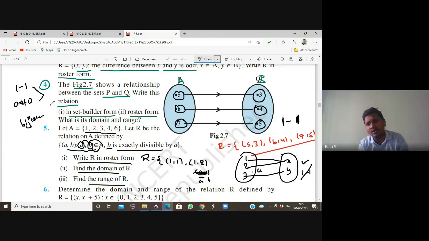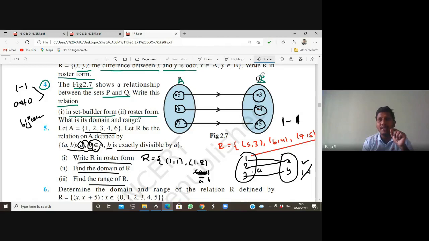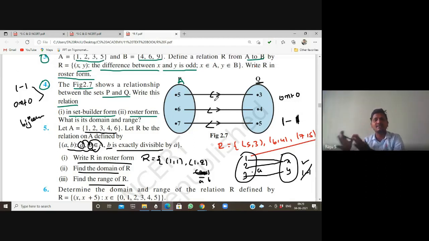What is meant by onto? If all the elements have pre-images. Look at here. Do all the elements of Q have pre-images or not? Does 3 have any pre-image? Yes. Does 4 have any pre-image? Yes. Does 5 have any pre-image? Yes. This is onto. One-one means different elements have different images. Onto is nothing but each and every element of the codomain should have a pre-image.